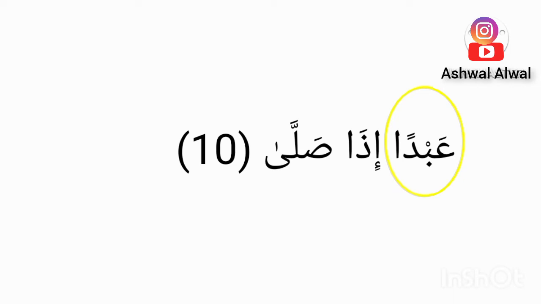Abdan. Alright, not abdan as it is written now. If you want to pronounce it, you just say abdan. But because ba is a huruf al-qalqala, we are making the qalqala on it. That is why we say abdan with the qalqala and not just abdan.